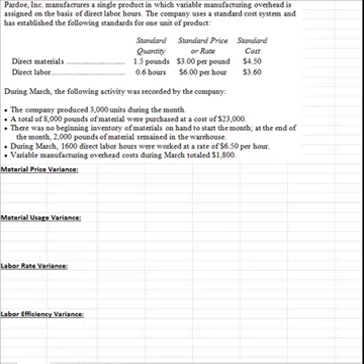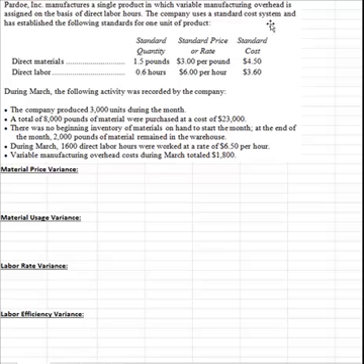We're going to be working on Pardoe's material and labor rate variances, their standard cost variances. They tell us that they make a single product and that their variable manufacturing overhead is assigned based on direct labor hours. We don't need that data for the material and labor variances. If we were doing the overhead variances, we would, but today we're not going to do those.